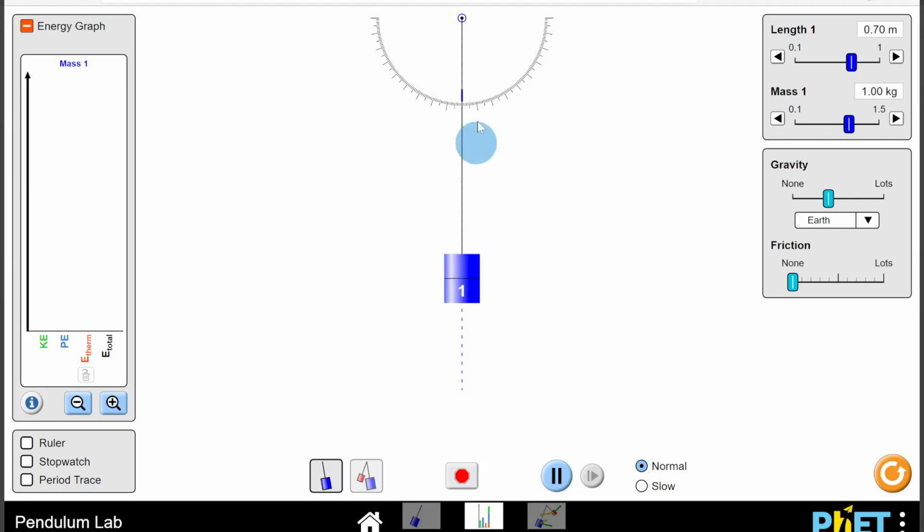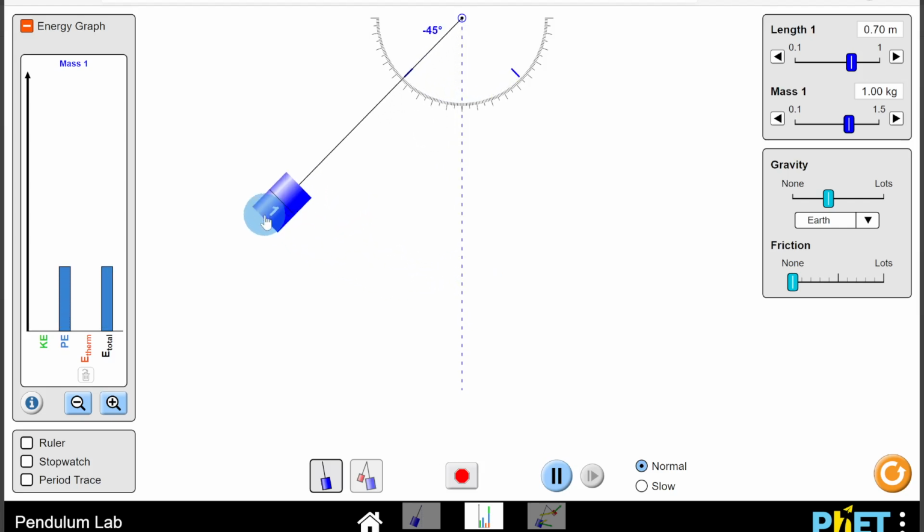So here we have a mass on a string suspended from this point up here, and I want you to pay attention to this energy graph on the left hand side, and we can ignore any thermal energies shown in red. So if I take the mass on the end of the string and I raise it to a certain angle, let's say 45 degrees, then you'll notice I have maximum potential energy on the left hand side on my energy graph, and that's because we're at the highest point of the swing.